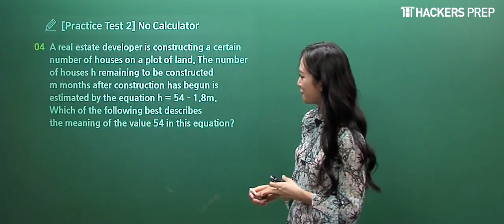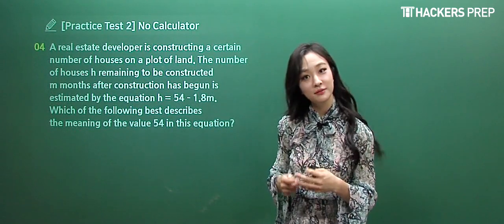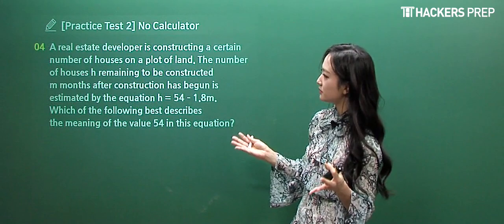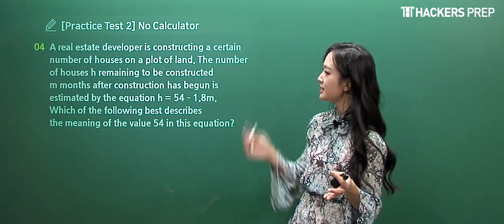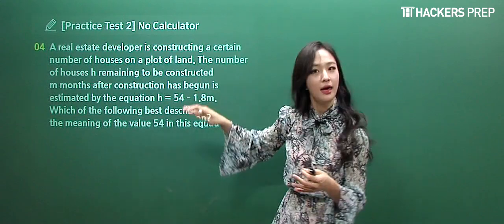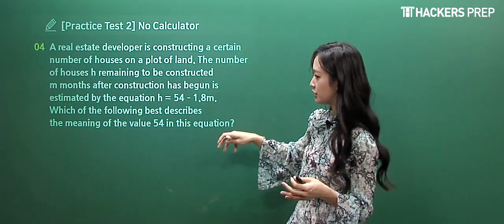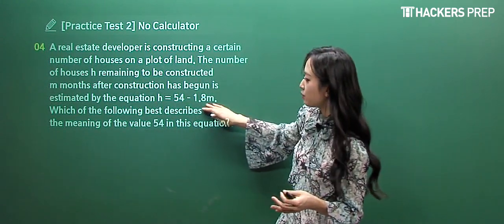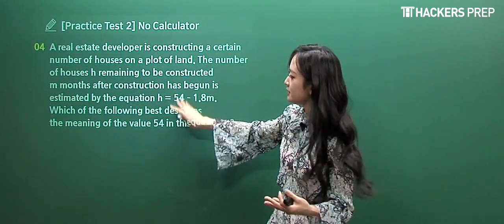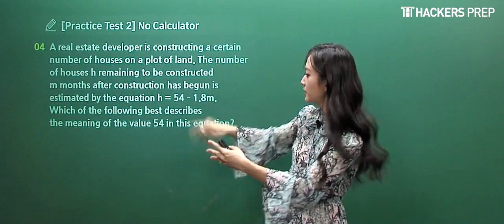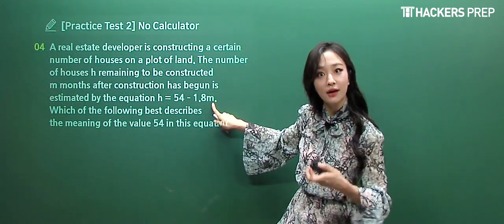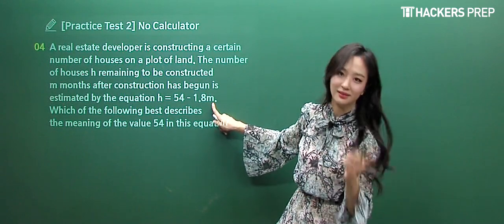So let's move on to number 4 here. It was very similar to number 3, right? They said a real estate developer is constructing a certain number of houses on a plot of land, and the number of houses H remaining to be constructed M months after the construction is estimated by the equation. So you can see that the number of houses remaining that we need to construct is 54. That's the target goal. And we're constructing about 1.8 houses per month. That's how you analyze the system or the linear equation.